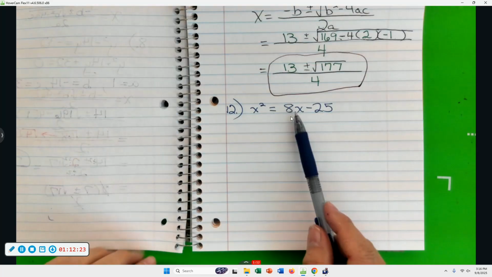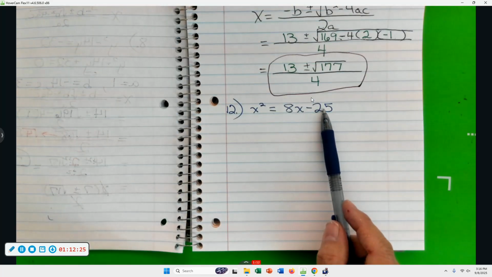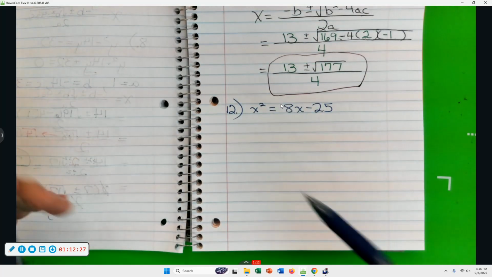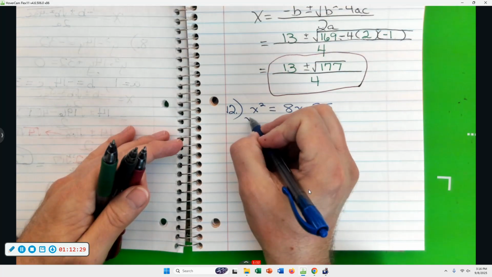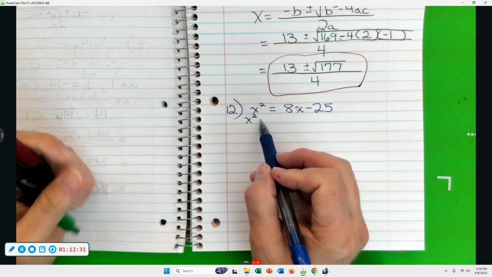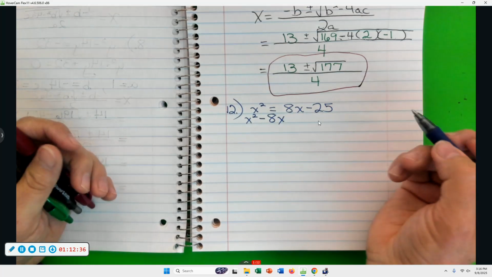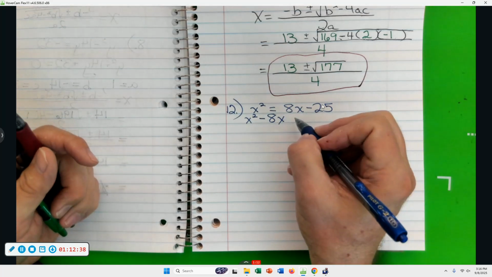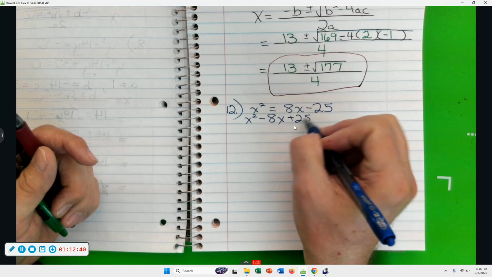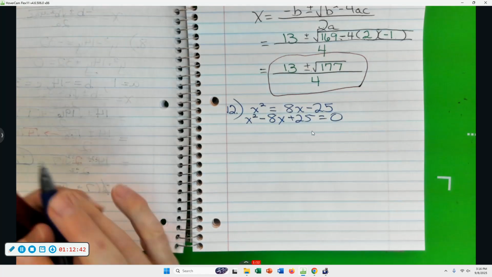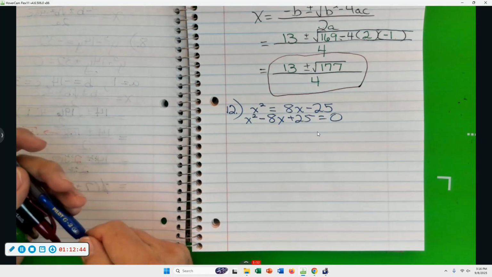So I'm going to pick up both of these terms on the right and move them over to the left. That'll give me an x squared. What else am I going to have here? Negative 8x. Correct. And positive 25. Positive 25 equals 0. Any questions on my logic there?